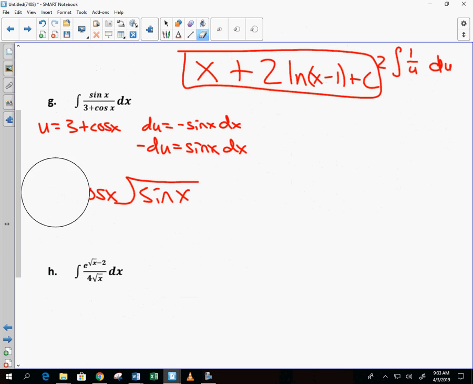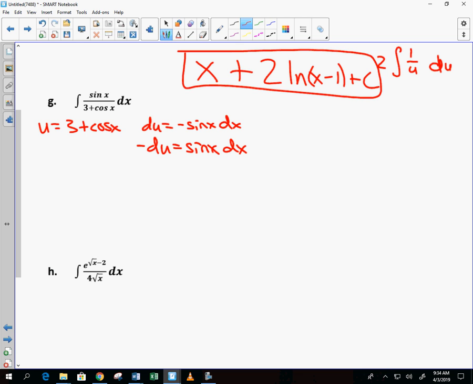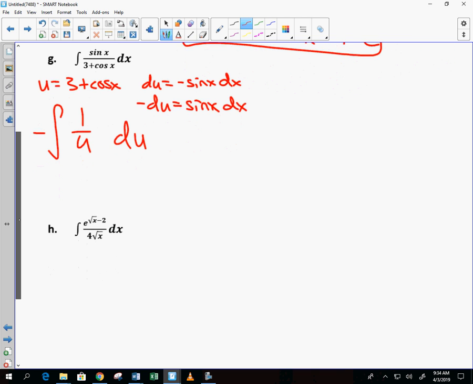All right, so we've got this guy. I've got the negative, and I've got the du. Negative integral du 1 over u. What's the antiderivative of 1 over u? Natural log of u. So I've got negative natural log of 3 plus cosine of x plus c.